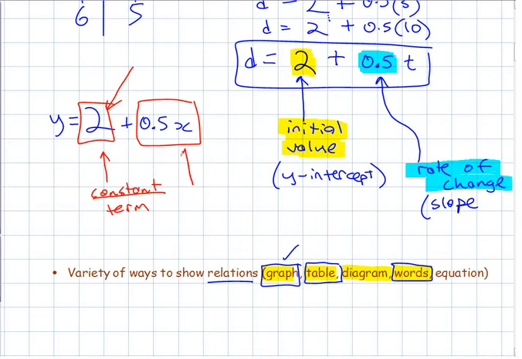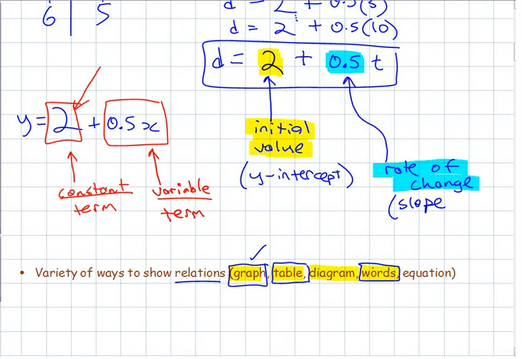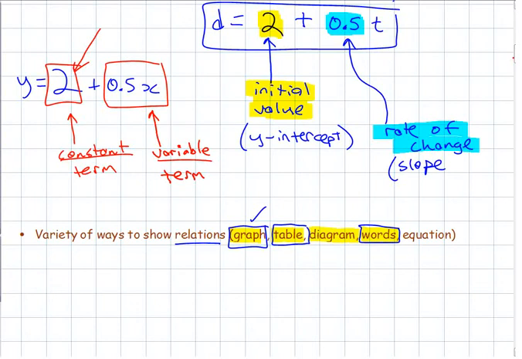This is called the variable term. Number 1, because it has a variable in it. Number 2, because it changes, right? It varies. You might have heard, if you listen to ads when they talk about mortgage rates and stuff like that, they talk about fixed rate and variable rate mortgages. Variable, this thing can change. Fixed, this doesn't change. It's constant.